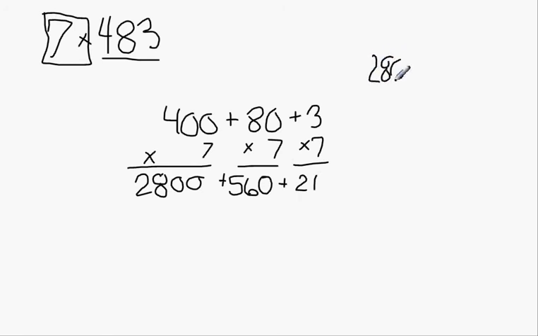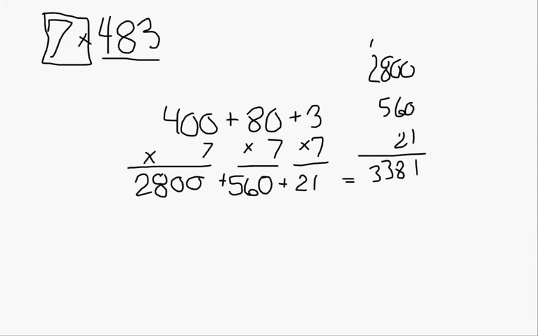2,800 plus 560 plus 21 will give us our sum of 1 in the ones, 6, 7, 8 in the tens, 13 regroup in the hundreds, and 3 in the thousands. So our answer to this problem is 3,381.